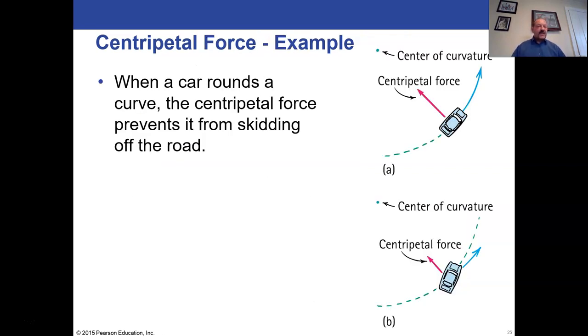So let's look at this in action. When a car rounds a curve, the centripetal force prevents it from skidding off the road. Remember, there's a net force pulling the car in towards the center. You might not think that because you're being thrown out to the side of the car and you think, oh no, the force is the other way. No, the reason you think the force is the other way is that your body continues to move tangent to the circle in a straight line.